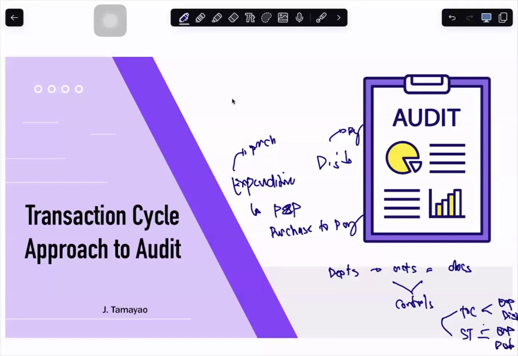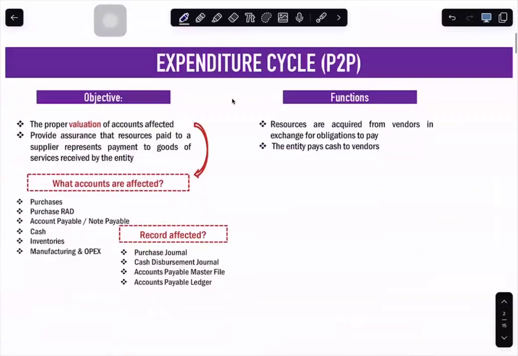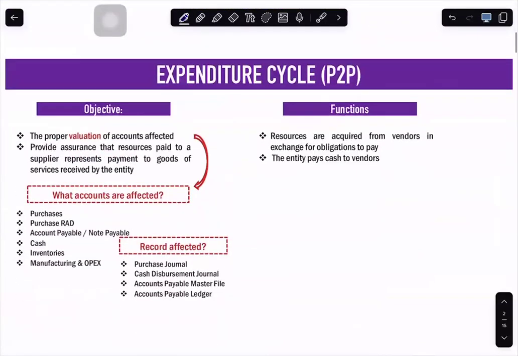So let's start. First, expenditure cycle. Same, we start with the objective of your expenditure cycle. So what is the objective of your expenditure cycle? First, again, proper evaluation, and then provide assurance that resources paid to a supplier represents payment to goods or services received by the entity. So this represents the two main activities. Resources paid to a supplier represents payment of goods or services.